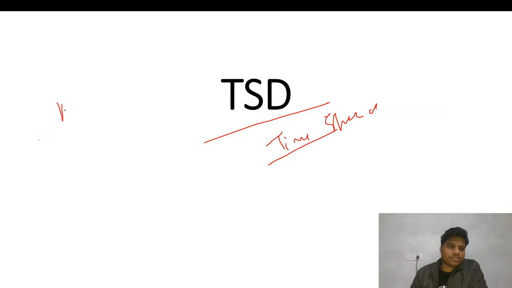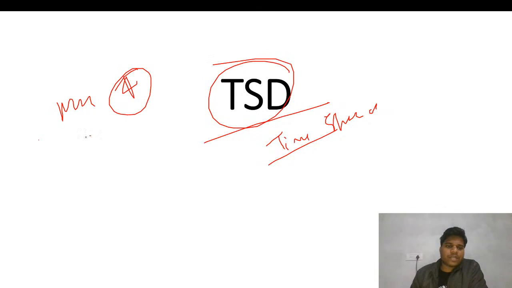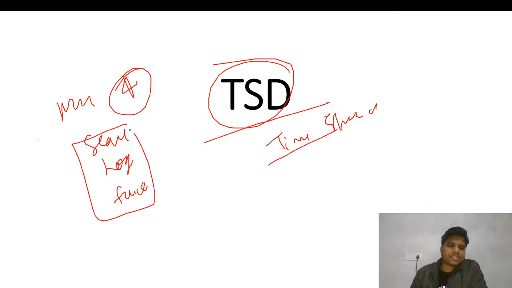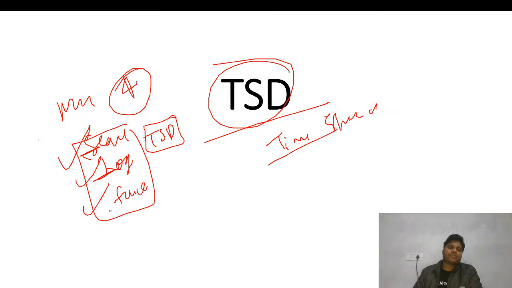Must-do questions, must-do topics for CAT 2020. Before this fourth one, we have done sequence and series, logs, and functions. These three topics are done, and the fourth topic is TSD. As you all know, these are very important topics. You can expect at least one question from each of them.